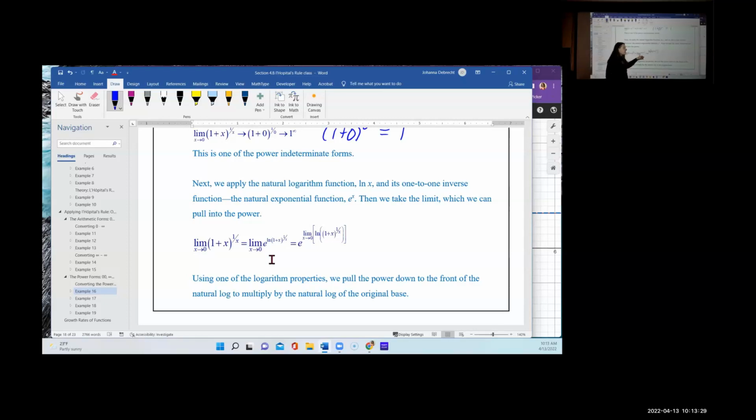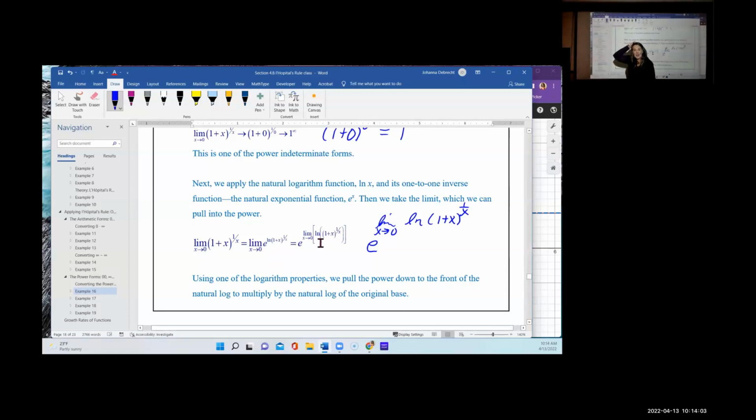Now, because e is a constant and does not depend on x, we're able to pull the limit into the power. This is a very tricky calculus step here. So now we have e to the limit as x goes to 0 of the natural log of (1 plus x) raised to the 1 over x.